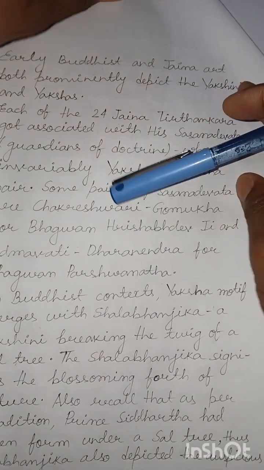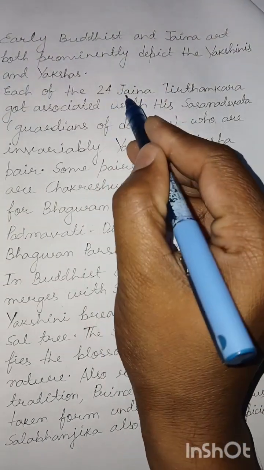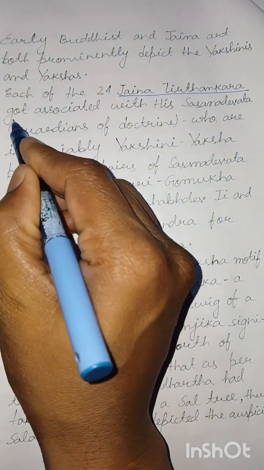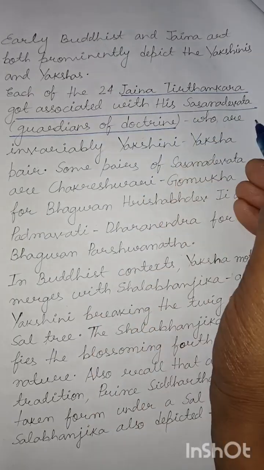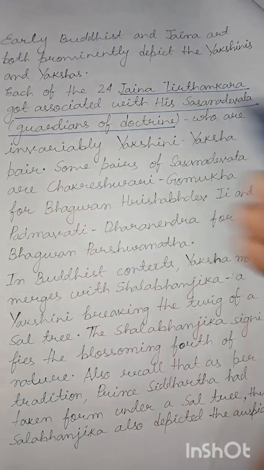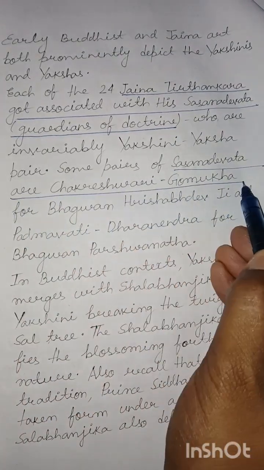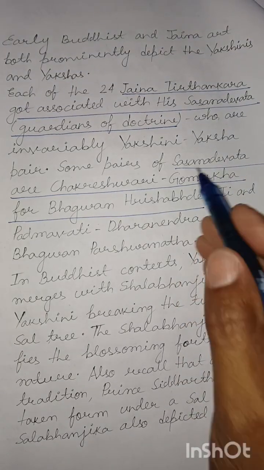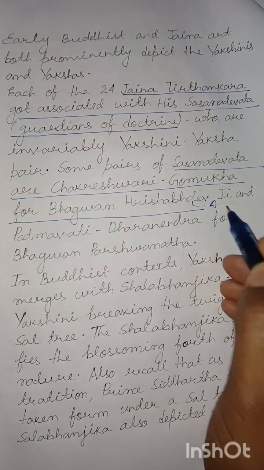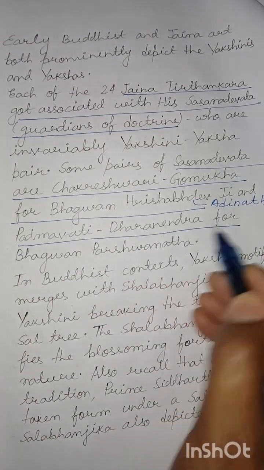Both the early Buddhist and Jain art prominently depict the yakshinis and yakshas. Each of the 24 Jain Tirthankar got associated with his Sasan Devata, who were guardians of the Tirthankar's doctrine, who are invariably a Yakshini Yaksh pair. Some pairs of Sasan Devata are Chakreshwari Gomukh for Bhagwan Rishabdev, who is considered the first Jain Tirthankar, often called Bhagwan Adinath Ji also, and Padmavati Dharanendra for Bhagwan Parshvanath.